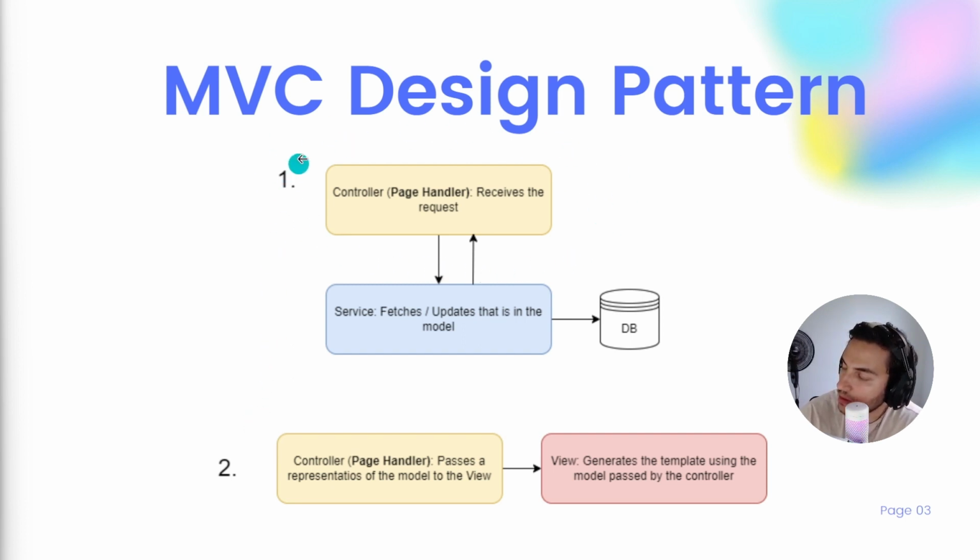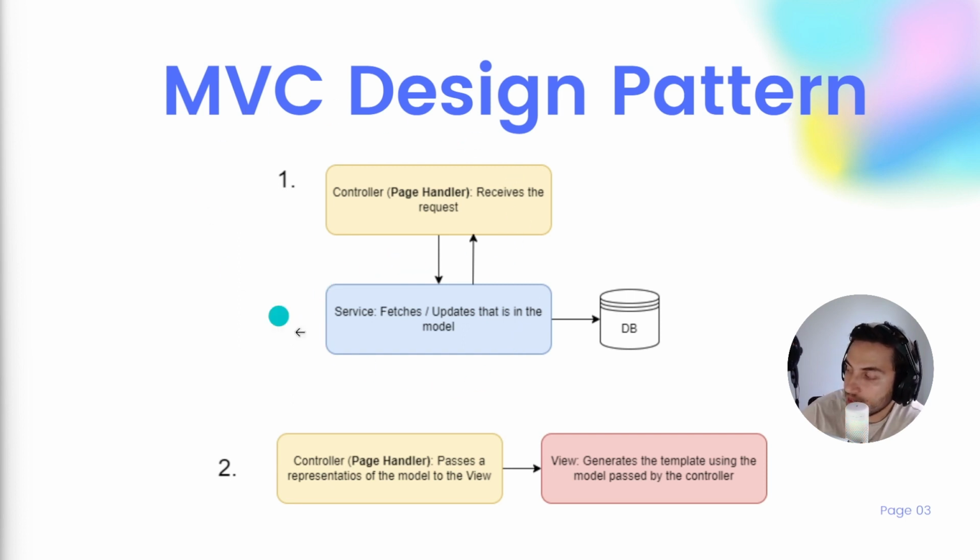So as I explained before, the controller is like the main point or entry point, which is going to serve as the bridge between the model and the view, right? So basically the controller is going to receive the request. Then based on the request that is entered, we're going to invoke some services that are going to fetch information or update information in the model, which most likely is information that is stored in a database.